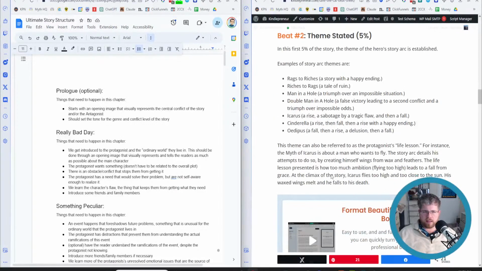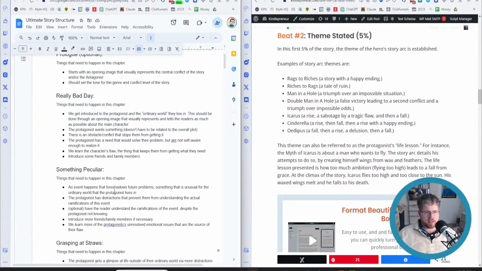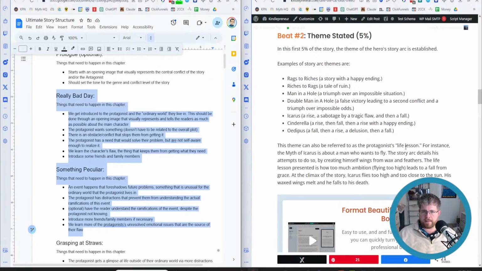This sounds to me like the fatal flaw and what the character needs as opposed to what the character wants, which is everything that is established in these first two chapters. So we kind of have this. Interesting that there's a list of these, though.